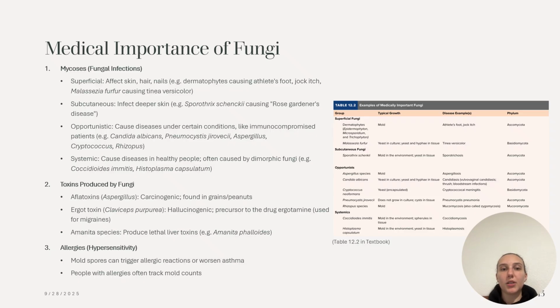Claviceps purpurea causes ergot toxin, which is hallucinogenic and also the source of the drug ergotamine, which is used to treat migraines. Amanita species, especially Amanita phalloides, produce deadly liver toxins. And finally, mold spores can act as allergens. They often trigger asthma or allergic reactions in sensitive individuals, which is why mold counts are often included in weather reports.